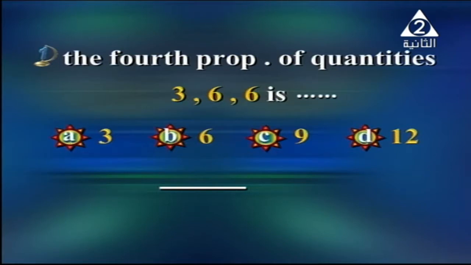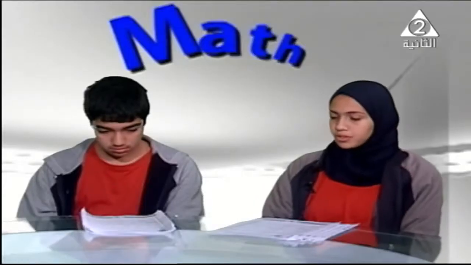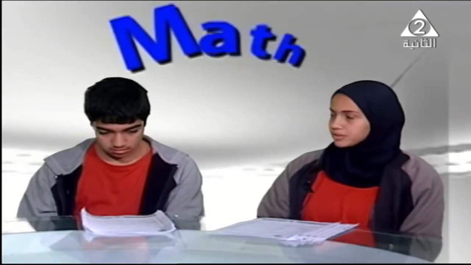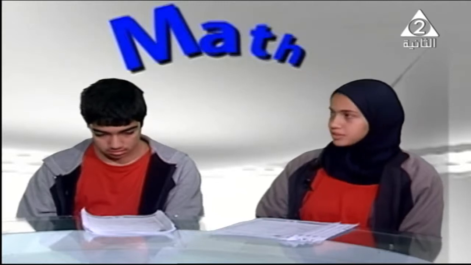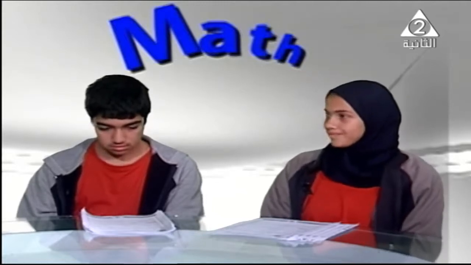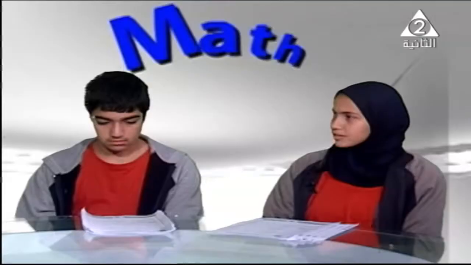Habiba. The answer will be 12 because 3 over 6 equals 6 over x will make 6 times 6 over 3. Excellent Habiba. This is the fourth proportion. We know what's meant by proportion, Habiba. Equality between two ratios or more. First over second equals third over fourth.